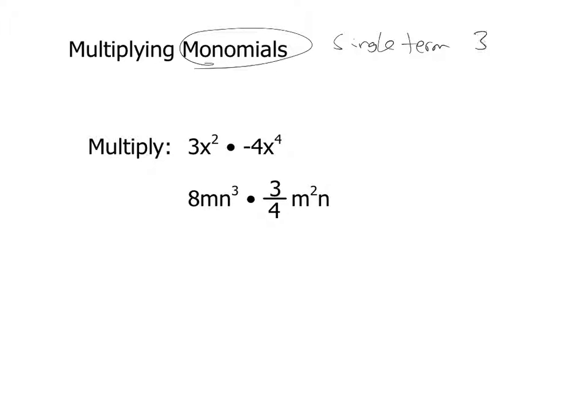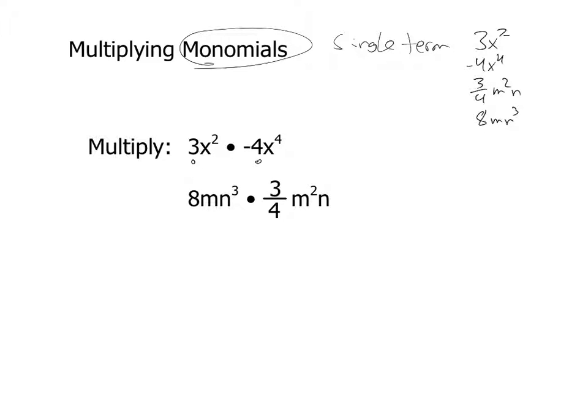So things like 3x squared is an example of a monomial. Negative 4x to the fourth is a monomial. 3/4 m squared n, those are all monomials. 8m n to the third, all monomials. So you might remember that when you multiply these monomials together, you first want to multiply the coefficients together.